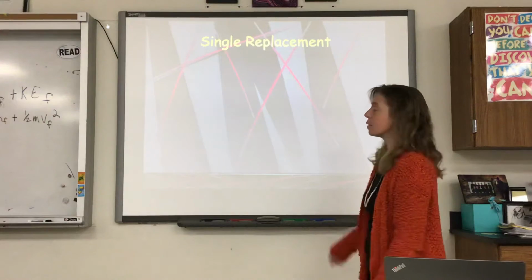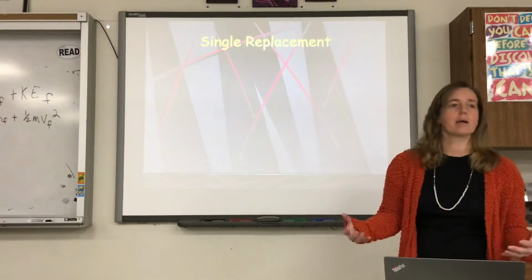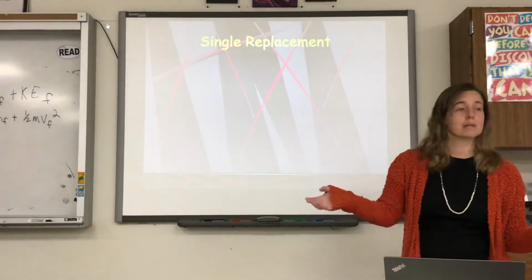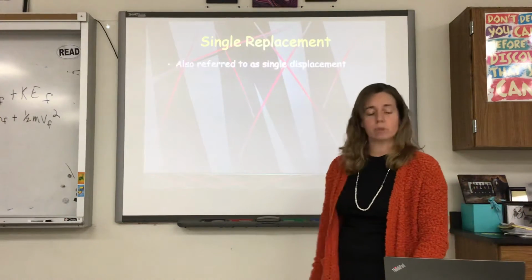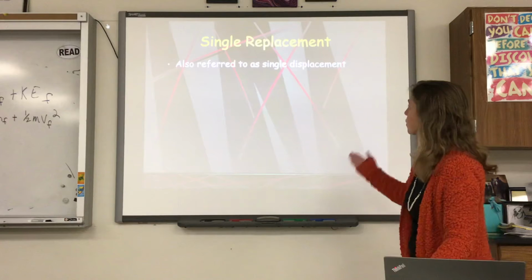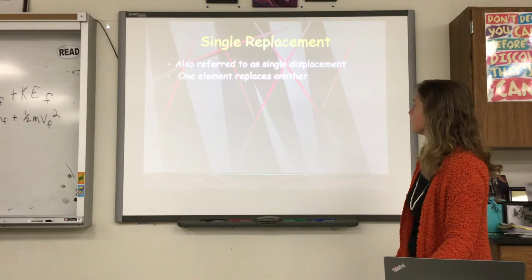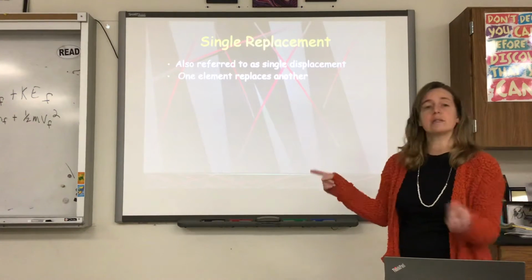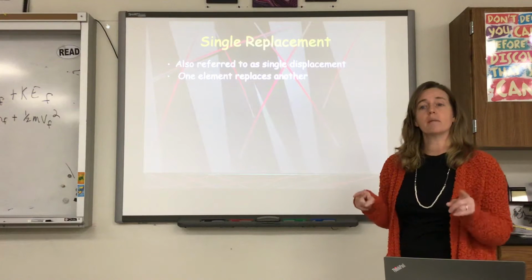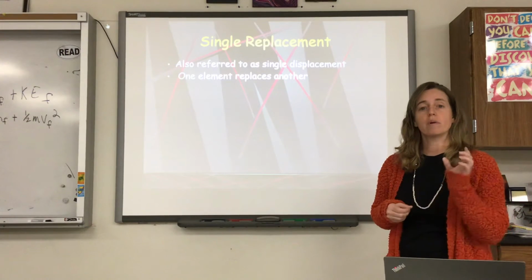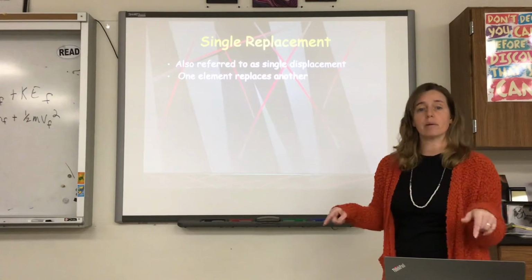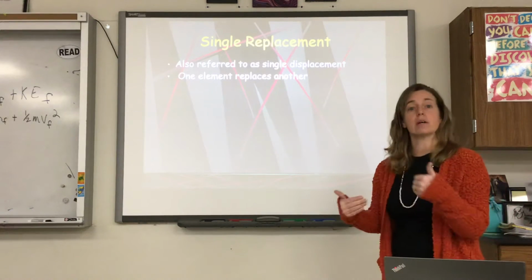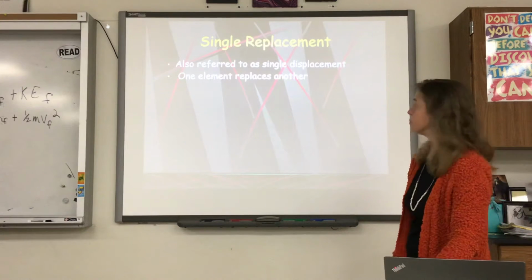Now, a single replacement reaction is kind of like when you have one thing and you like something else, so you drop that and go to the next thing. So only one thing is switching. It's also referred to as a single displacement. One element will replace the other element. Now, the same type of element cannot connect together. So if I have a metal on the left side, it can only replace another metal. If I have a non-metal, it can only replace another non-metal.